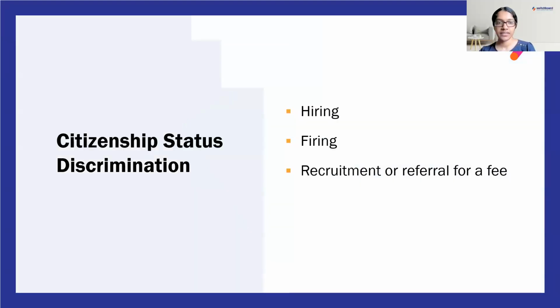Thanks so much, Liza, and thank you all again for being here today. So like Liza said, one of the types of discrimination that we address is citizenship status discrimination. And the type that we address is citizenship status discrimination that occurs in hiring, firing, or recruitment or referral for a fee based on an individual's citizenship status or their immigration status. So an example of this might be an employer having a US citizen only hiring policy, for example.